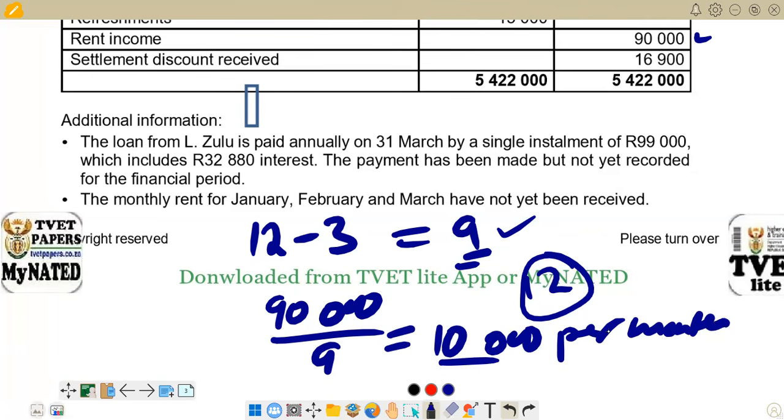Then when you want to present it in the form of a year, we are saying 10,000 times 4, then you get the yearly or the annual income that was supposed to be received. So we are just going to say 10,000 times 12, then you get the one that was supposed to be received for the whole year. So we go there.